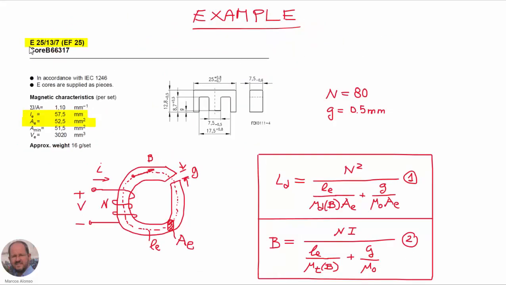We are going to use this core, an EF25. We have these dimensions here for the core, and then we are going to implement an inductor with a number of turns equal to 80 and an air gap length equal to 0.5 millimeters. So we have these two equations, 1 and 2. The first one provides the value of the differential inductance as a function of the DC value of the magnetic flux density, and the second one provides the value of the DC level of the magnetic flux density as a function of the DC current circulating through the inductor.